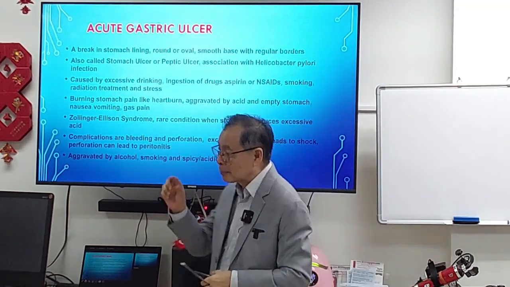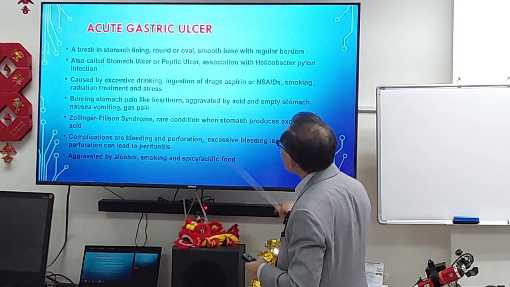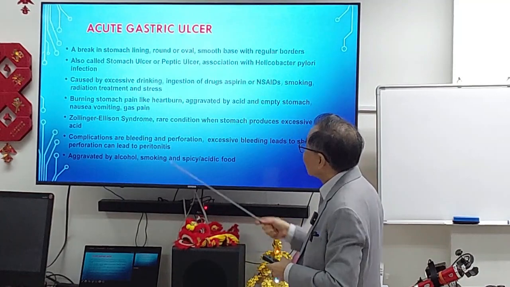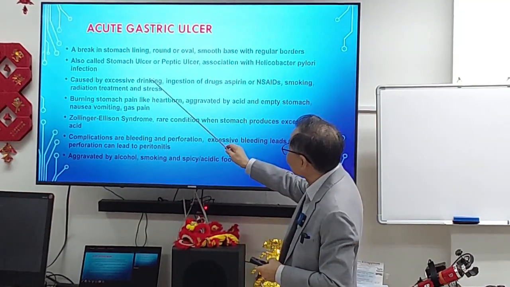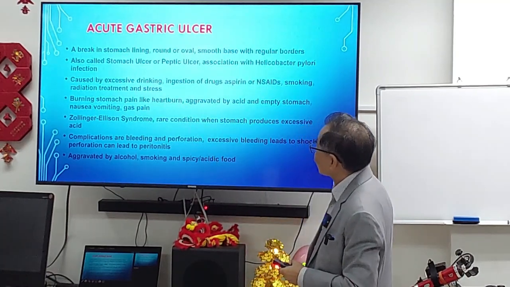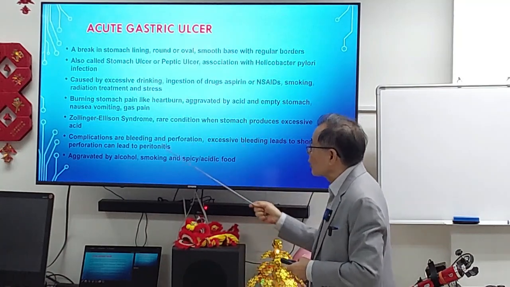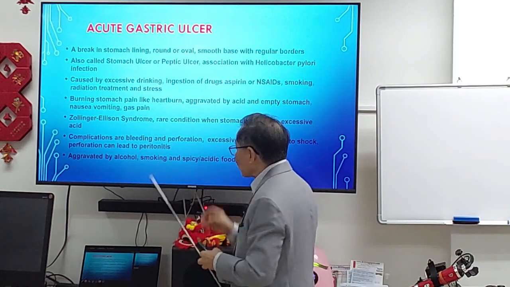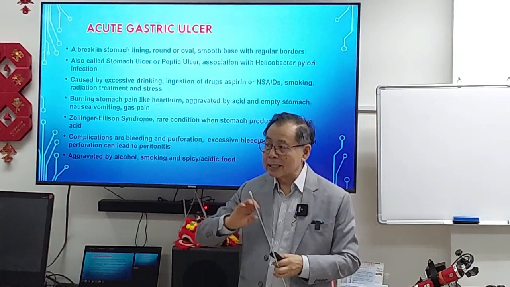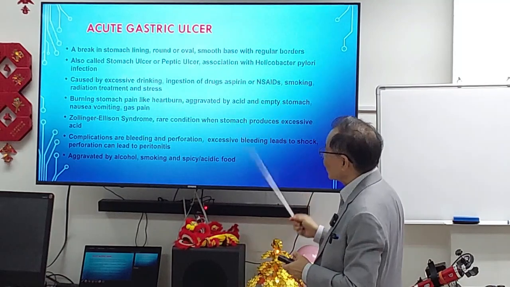So acute gastric ulcer. Gastric ulcer is when there's a break in the lining of the stomach. It's also called peptic ulcer. It's associated with an infection called Helicobacter pylori. Usually associated with excessive drinking, certain drugs, smoking, stress. So the symptom is again heartburn, acid, and all that. There is a condition called Zollinger-Ellison syndrome. In this one, your stomach produces a lot of acid because there's an abnormality in your hormonal profile, and this causes the secretion of stomach acid excessively.